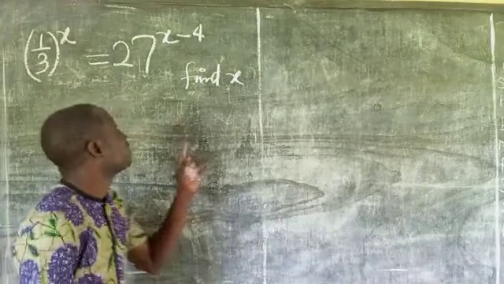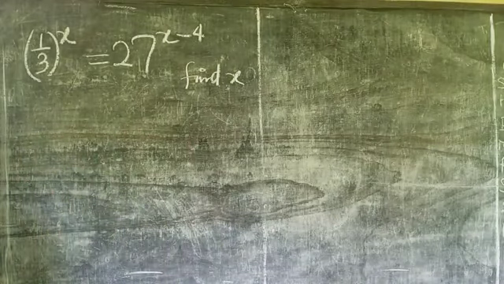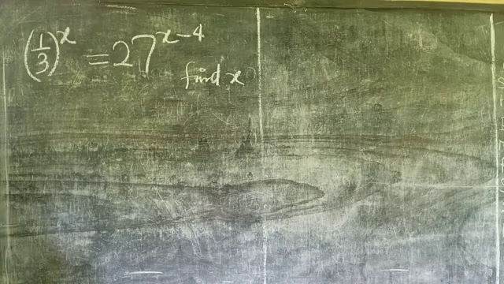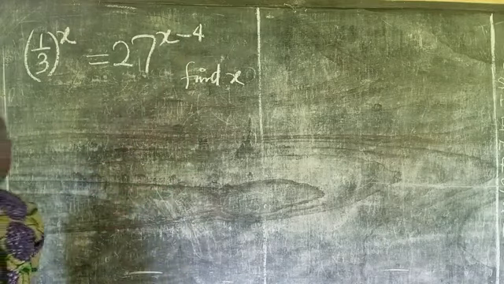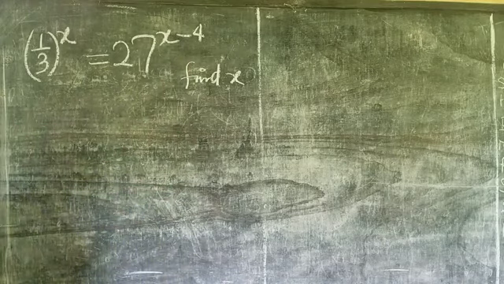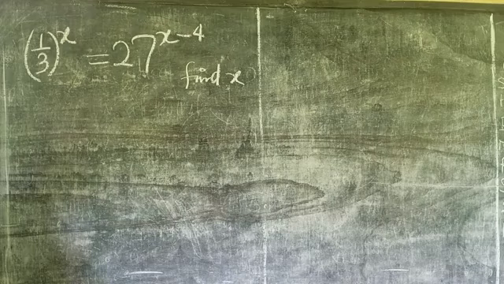And today we are having a very unique question, and it says (1/3)^x = 27^(x-4). We are asked to find x. That is a very sweet challenge mathematically. So we are going to see the solution.